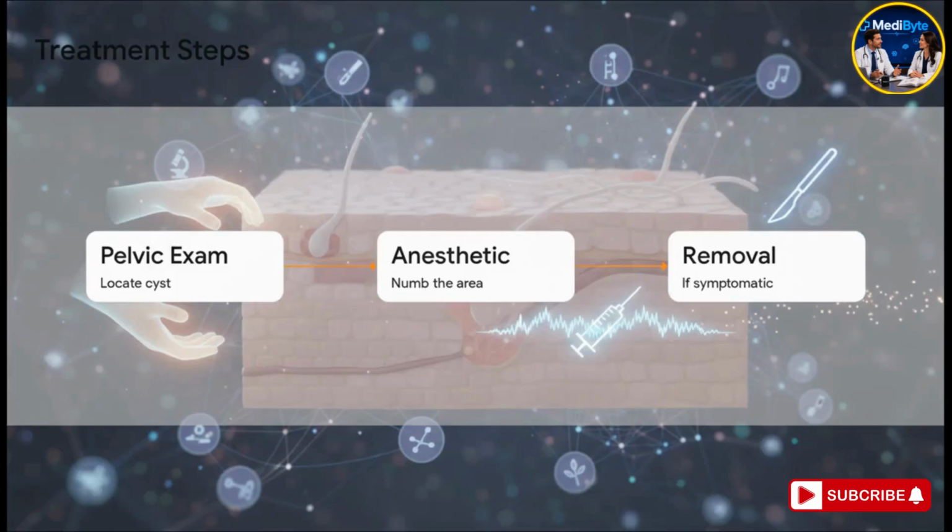If treatment is indeed necessary, you can expect a very seamless timeline. Step 1 is simply a pelvic examination to locate and confirm the cyst. Step 2 involves anesthetic administration for pain management, just to ensure you are entirely comfortable. And Step 3 is the surgical removal of the cyst itself. But listen, there is a vital clinical caveat here. This surgical removal is generally only done if the cyst is actively causing you symptoms. If it's small, uninfected, and painless, your doctor will likely advise just leaving it alone.